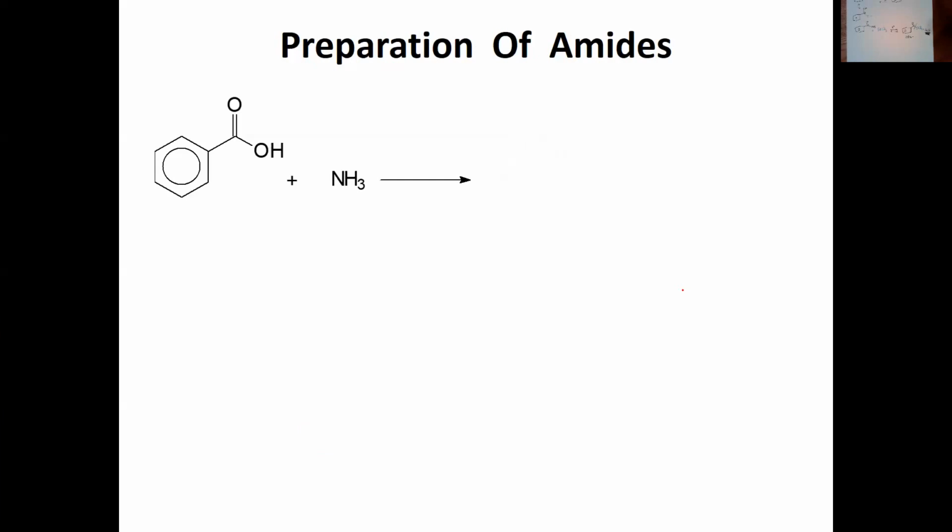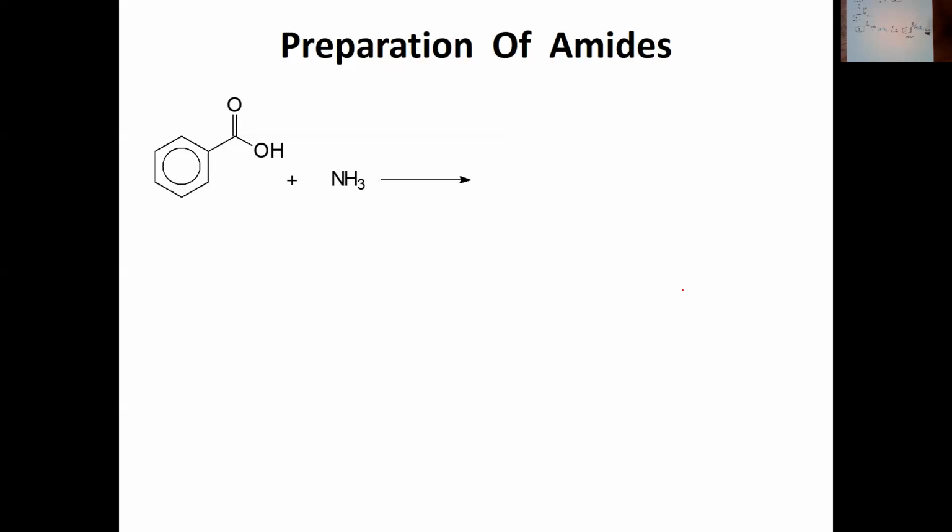So we've talked about how to turn a carboxylic acid into an acid chloride. We've talked about how to turn a carboxylic acid into an anhydride. We've talked about how to turn a carboxylic acid into an ester, 3 different ways. Now it's time for turning a carboxylic acid into an amide. So I bet you imagine you put this together and ta-da, you get an amide.